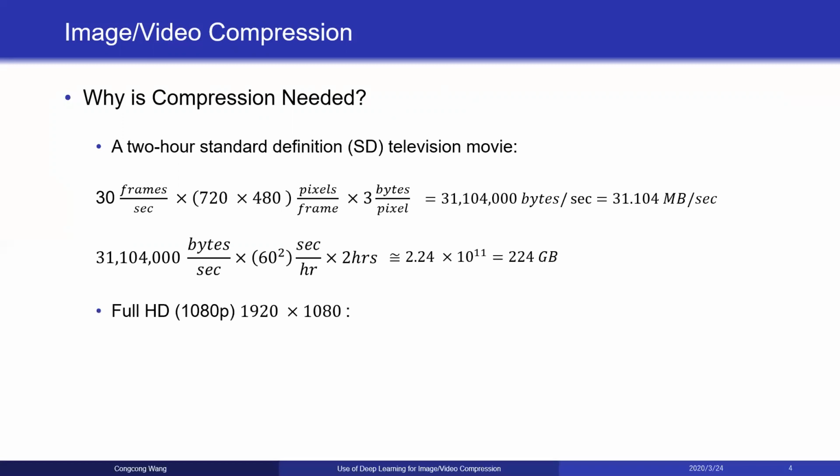So nowadays, we would like to watch high definition movies. The size then becomes 1.3 terabytes. Since my laptop cannot even save one movie, how do we solve this problem? We need compression.